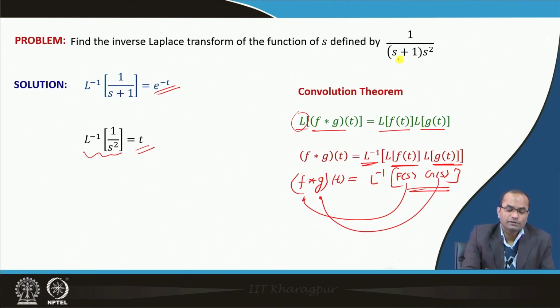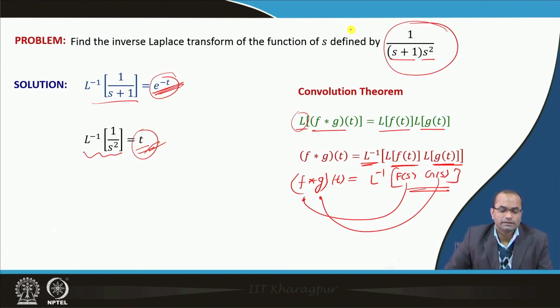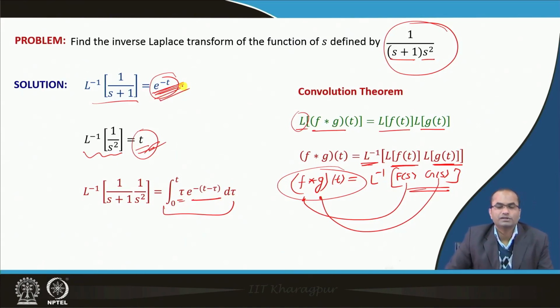So, here we have the product of two functions whose Laplace inverses are known to us, e power minus t and here t. So, we can apply the convolution theorem now, and the result says that the Laplace inverse of 1 over (s plus 1) s square will be simply the convolution of f and g. So, this is the integral of f and g from 0 to t, where we have taken tau and the shift we have taken in the exponential function.